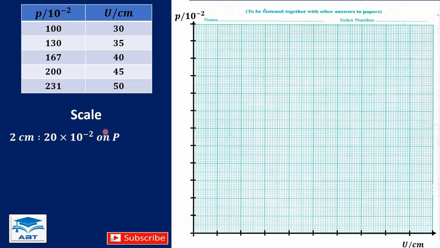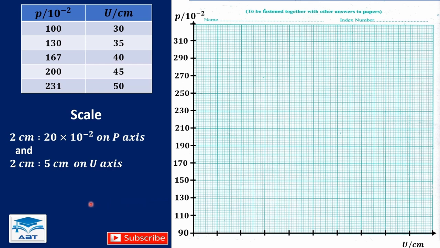We choose a scale. We are going to choose a scale of 2 centimeters is to 20 times 10 exponent negative 2 on the P axis. The least value on the P axis is 100. So we can start from 90 and keep on adding 20. So the next one is going to be 110, the next one 130, 150, and so on.